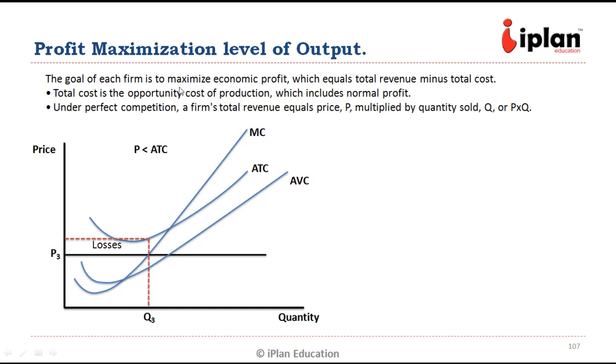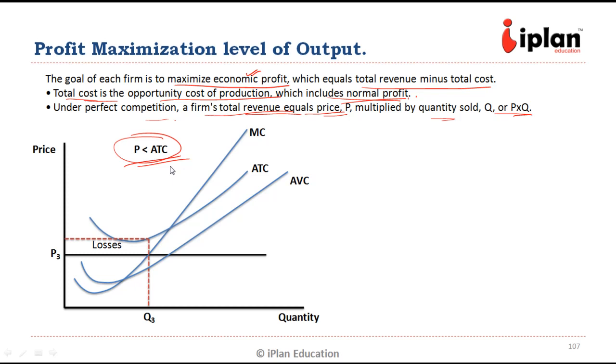The goal of each firm is to maximize economic profit, which will be total revenue minus total cost. This total cost includes the opportunity cost of production, which includes the normal profit. So when we are talking about the perfect competition, the firm's total revenue equals price multiplied by the quantity, P into Q. So if the price becomes even less than average total cost, it will be no economic profit, it will be loss. So in the short run, the company may survive, but in the long run, it may not survive when price is less than average total cost.